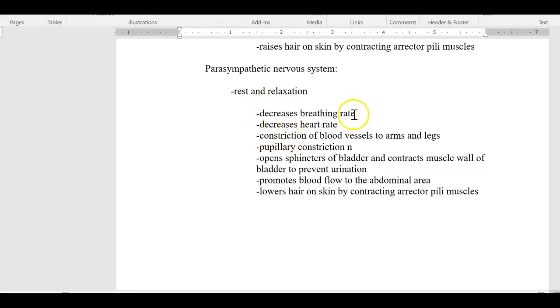The parasympathetic system decreases your breathing rate, lowers your heart rate, constricts blood vessels to arms and legs. Pupillary constriction. It opens up the sphincter as you go to the bathroom, and constricts the muscle wall of the bladder. It causes urination. That is an error in there. It promotes blood flow to the abdominal area and lowers the hair on your skin.